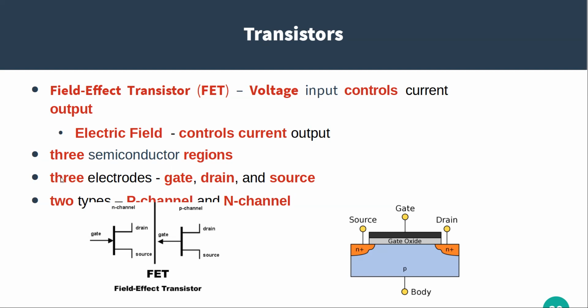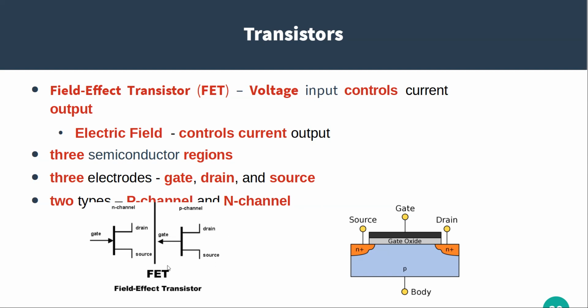And because these came later, instead of conventional current, they went to electron flow. So the electrons are coming in the source and going out the drain. So it's different than conventional current, just to confuse people. They could have been consistently wrong, and it would have been easier.